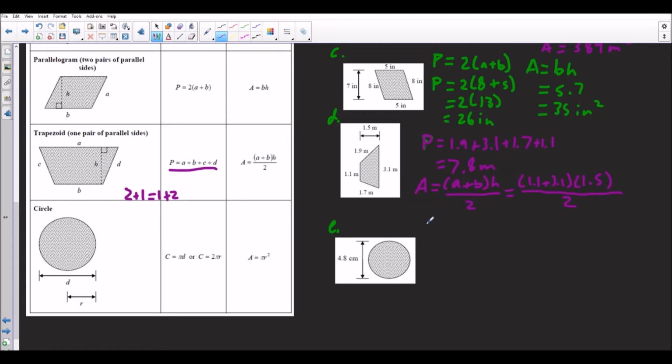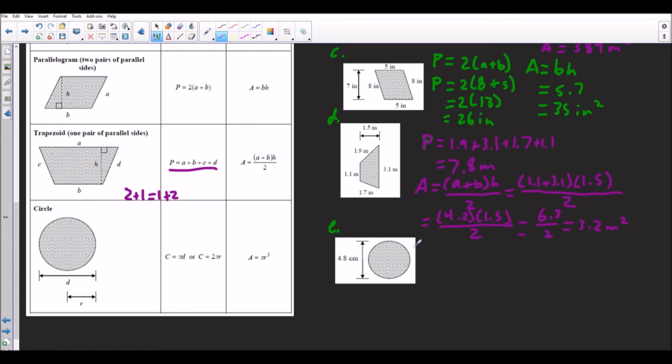So if you work that out on your calculator, 1.1 plus 3.1 is just 4.2 times 1.5, right? It's very important you simplify what's inside the brackets before you multiply. 4.2 times 1.5 divided by 2 is just equal to 6.3 divided by 2, which is equal to 3.2 meters squared, right? Because it's an area, so it's always the unit squared. Now, this is rounded, and I rounded it because the numbers we're given only have one decimal place. So our answer should be rounded to the same number of significant figures.